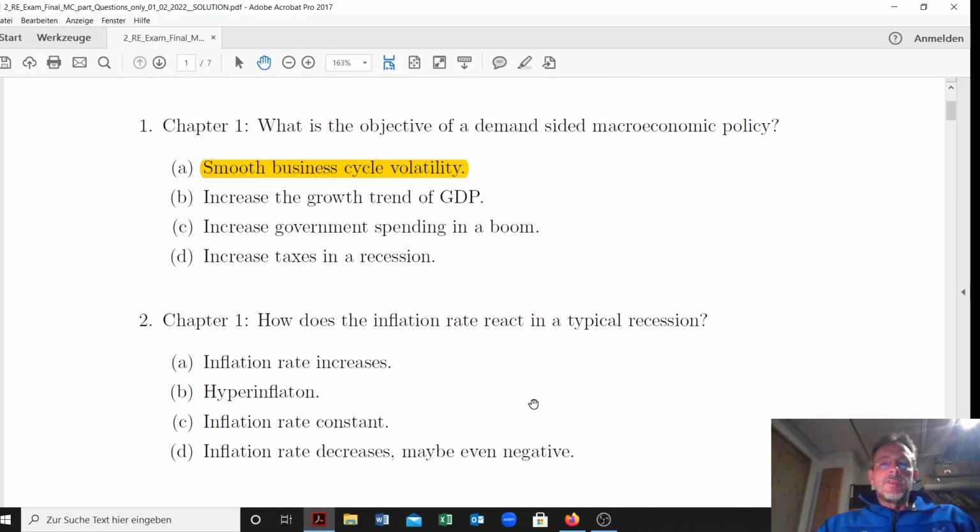Second question, how does the inflation rate react in a typical recession? In a typical recession, it is the case that the inflation rate decreases. Maybe the inflation rate is even negative. Then we talk about deflation. And this can occur in case that a negative demand shock occurs. Then the demand curve will shift to the left, and the goods prices decrease. Therefore, inflation rates are very low or might be negative.